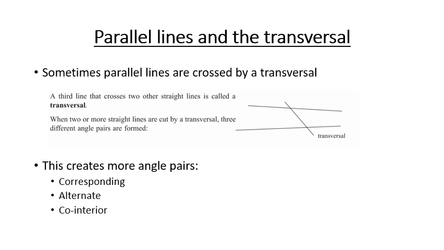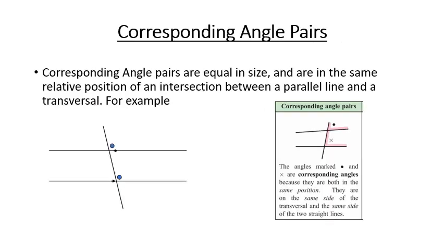Okay, so the first angle pair that we're going to talk about involving parallel lines is called corresponding angles. Corresponding angles are equal in size, and are in the same relative position of an intersection between a parallel line and a transversal. So what that essentially means is, let's use a different color. Here is an intersection between a transversal and a parallel line. And here is another intersection between the transversal and the opposite parallel line.